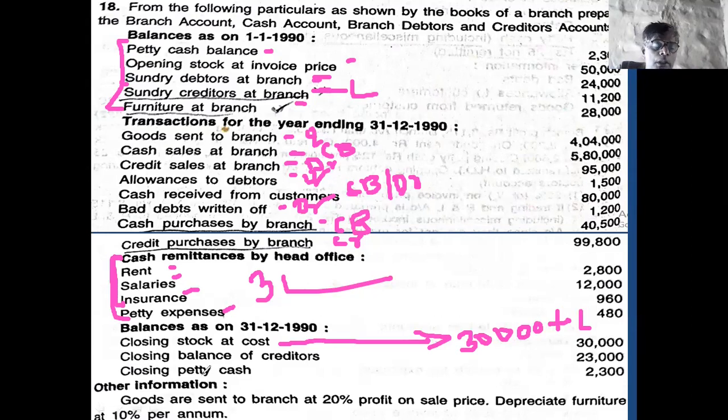And then petty cash expense. Petty cash closing balance is there. This goes to petty cash closing balance. Stock closing balance, creditors closing balance is there. Creditor closing balance goes to debit side. Remember this. Closing balance, petty cash. And debtors closing balance is not given. You ascertain the debtors closing balance.